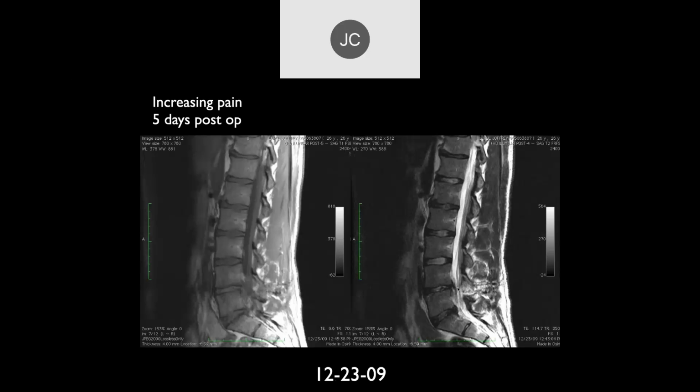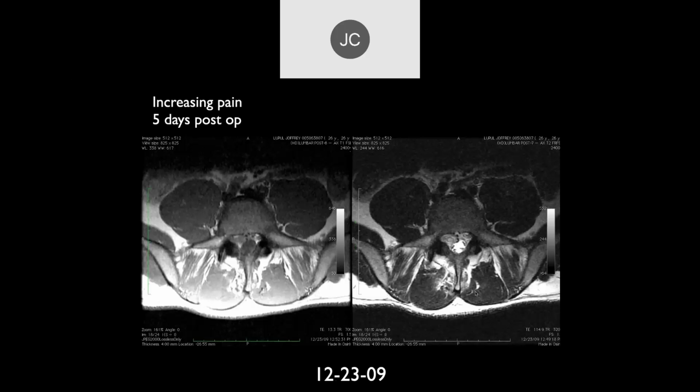It's incisional infection. Well, that's what we were concerned about. And you can see that there's complex fluid.